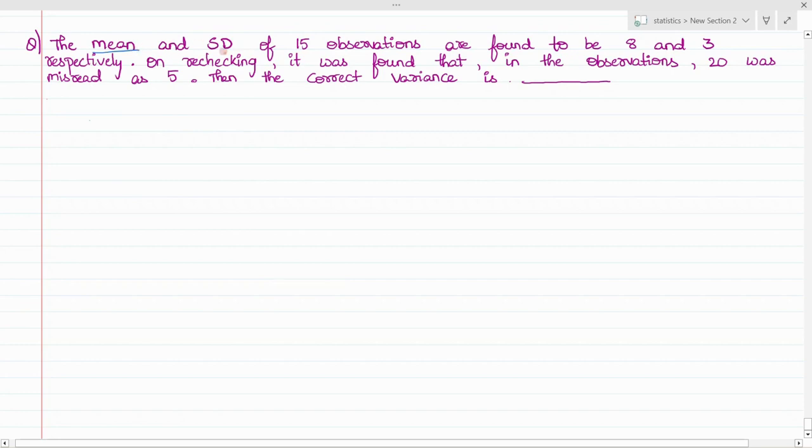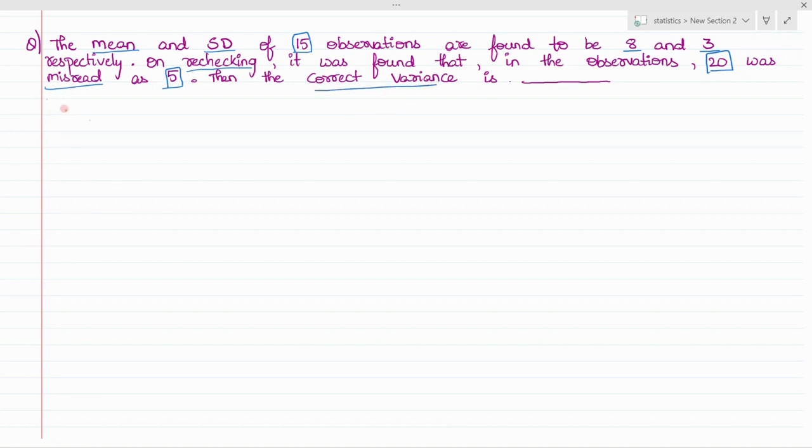In this question, again the mean and the standard deviation of 15 observations were given, that is 8 and 3 respectively. On rechecking, it was found that in the observation, 20 was misread as 5. Then we need to find the correct variance. So the old mean was given as 8 and the old standard deviation is 3. And instead of 20, they have calculated the mean and standard deviation using 5 as one of the observations.